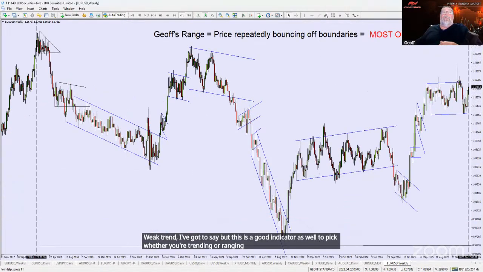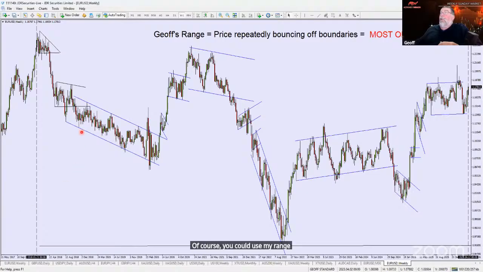Of course, you could use my range, which is parallels. I just use that parallel tool all the time. And I don't care if it's going down, up, sideways, or back to front, this is a range for me. And if I identify those two highs and two lows, then I can start trading short off the top or long off the bottom. So you could use those as well.